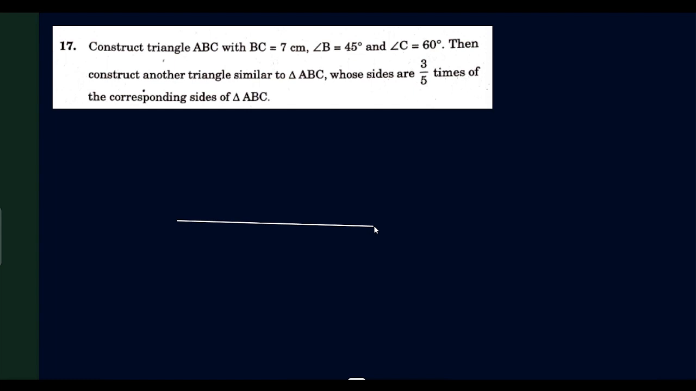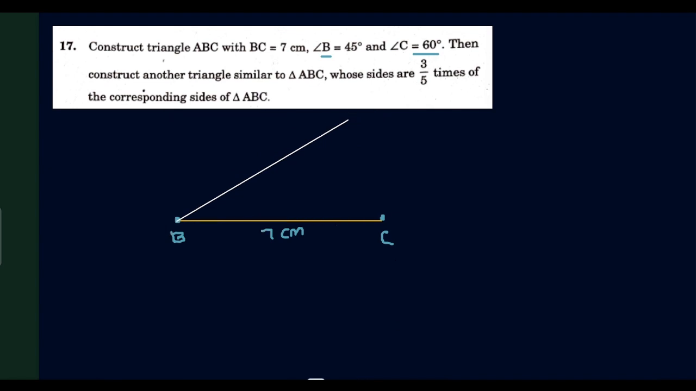So first let's take the B and C side. Now this is B and this is C. He has given 45 and 60 degrees, right? So first it is 7 centimeters. Locate this, and from this point just draw a 45 degree and a 60 degree line. So here I am drawing one line of 45 degrees.